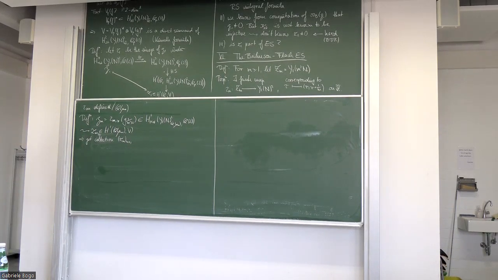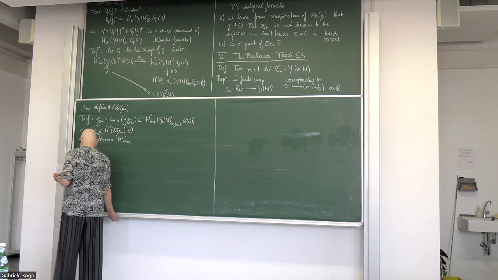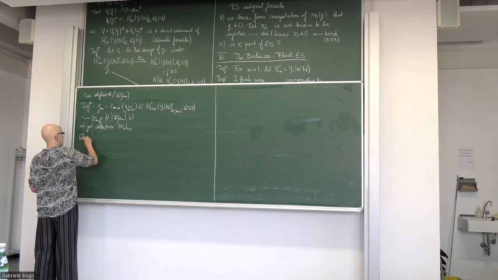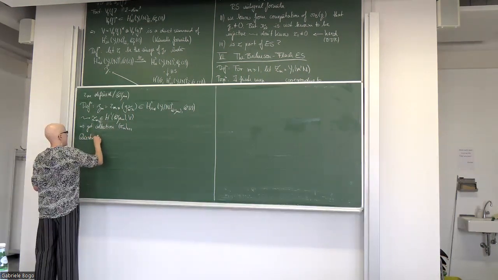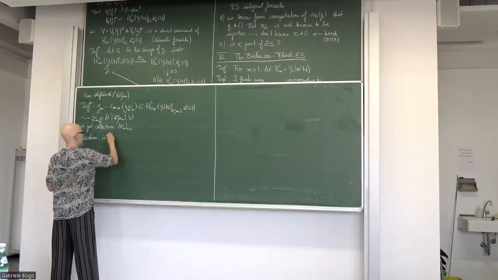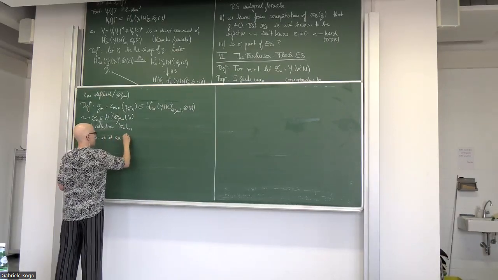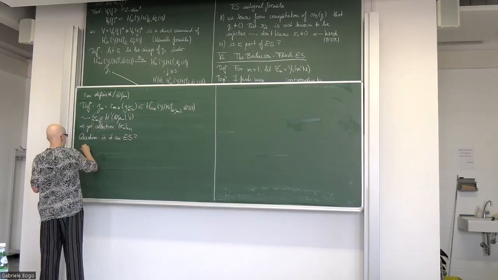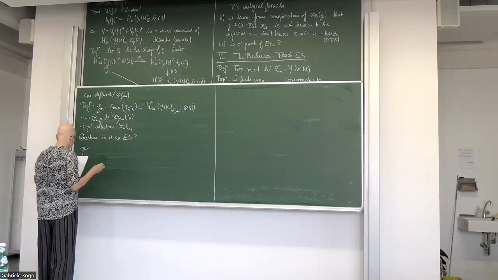Okay. Question: does it satisfy the Euler system norm relations? Because you remember that in an Euler system, if we compare the classes, their behavior should be governed by the local Euler factors in the product expansion of the L function. So, question: is it an Euler system? So the answer is yes.